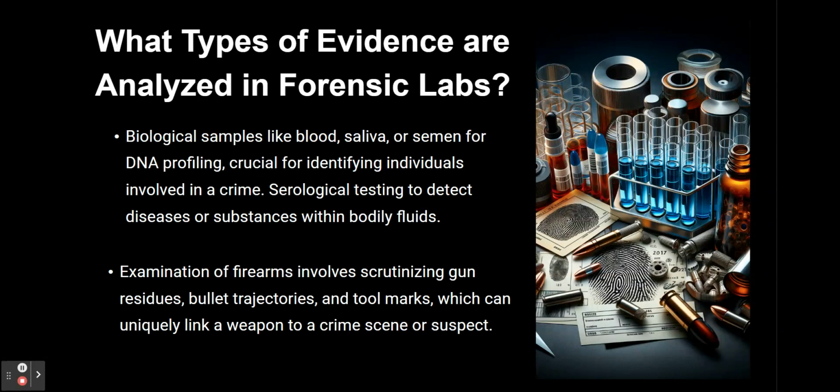You also have the examination of firearms. And this would involve looking at gun residues, tool marks that are left, bullet trajectories, and this would be a way of trying to link a weapon to a crime scene or a suspect.